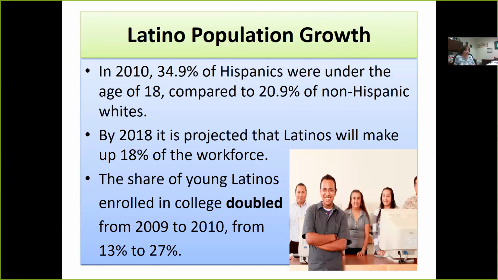So talking a little bit specifically about the Latino population, in 2010, about 34.9% of Hispanics were under the age of 18, and that compares to 20.9% of non-Hispanic whites. So when you look at the Census Bureau, we had more Hispanic youth than we did non-Hispanic youth. By 2018, it's projected that Latinos will make up about 18% of the workforce. It'll be interesting to find that out at the end of 2018 if that's really true.